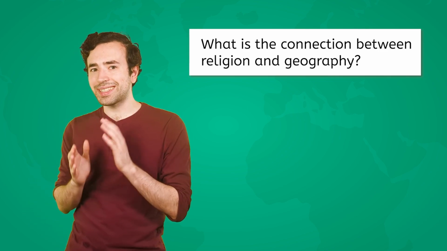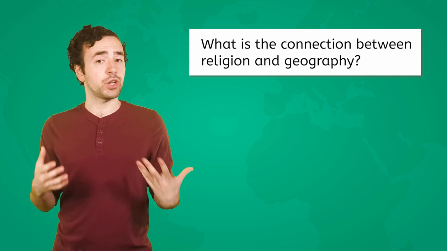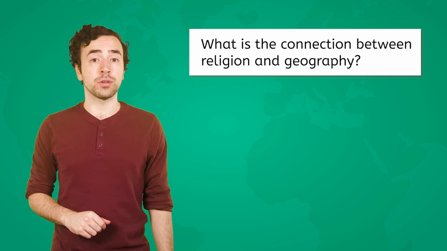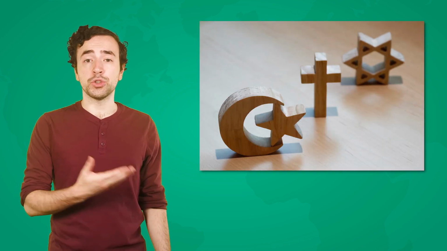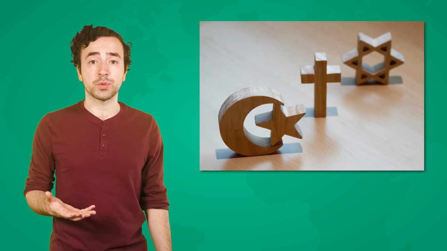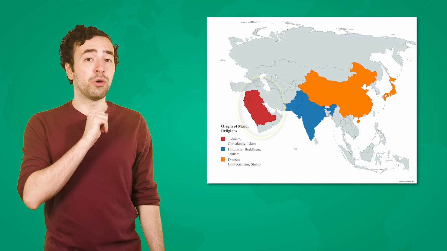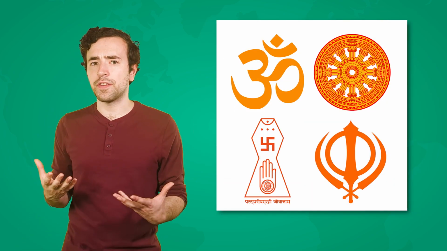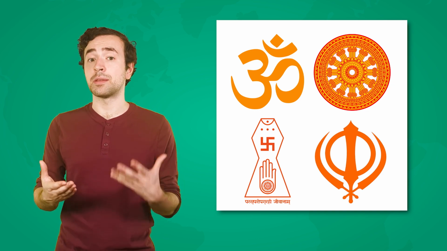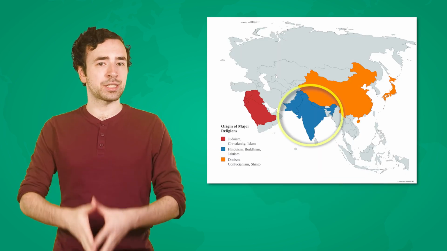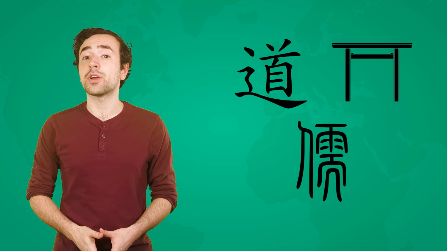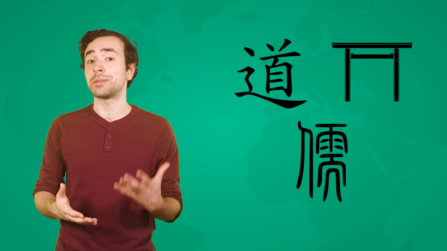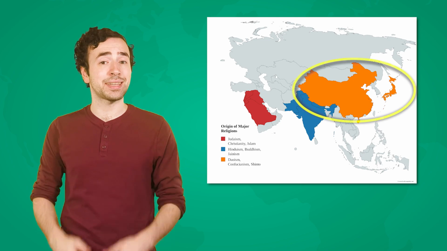So, what is the connection between religion and geography? Let's examine some of the major religious groups of the world. Christianity, Islam, and Judaism share some common characteristics. They also all developed in Western Asia. Then there are the South Asian faiths of Hinduism, Sikhism, and Buddhism that developed in the Indian subcontinent. And finally, there are the Eastern philosophies such as Confucianism, Shinto, and Taoism, which developed in East Asia.